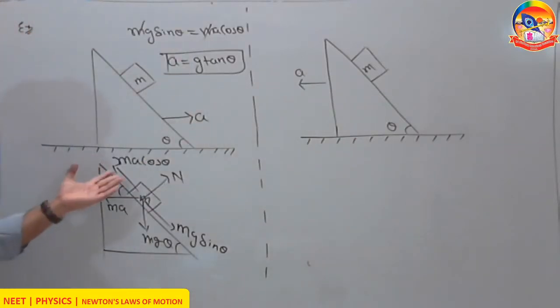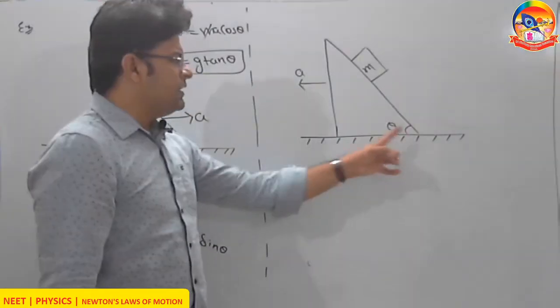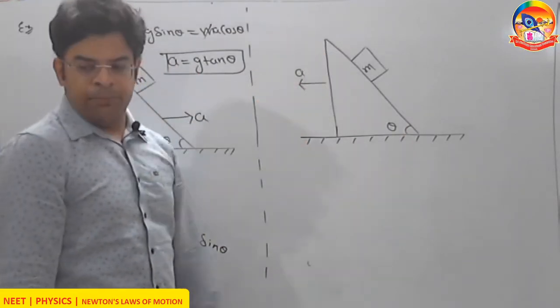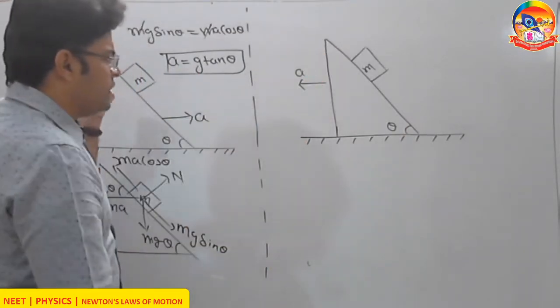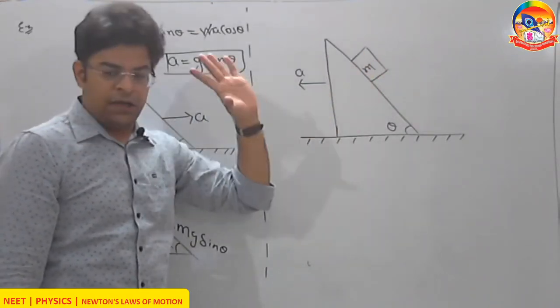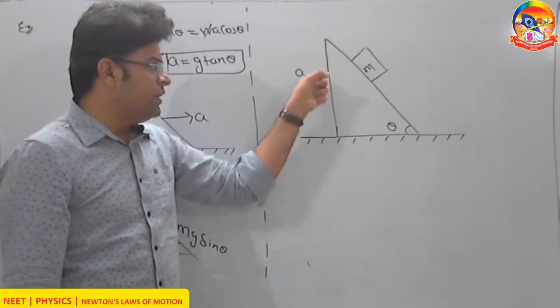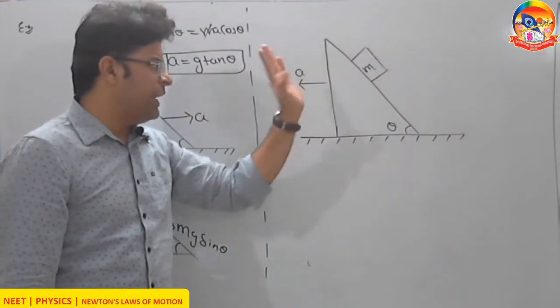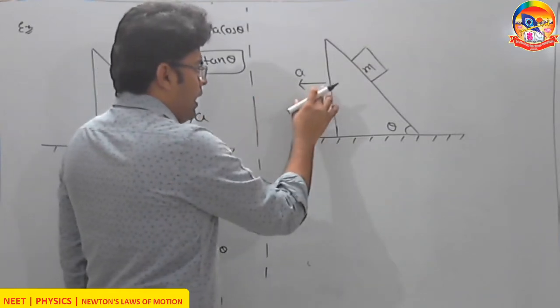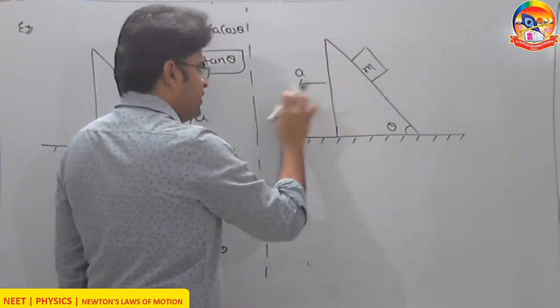Now the brother of this question. There is an incline of inclination theta over which we have placed a mass m. What should be the minimum acceleration given to the incline so that the block loses contact with the incline? So now here, the block should lose contact with the incline.